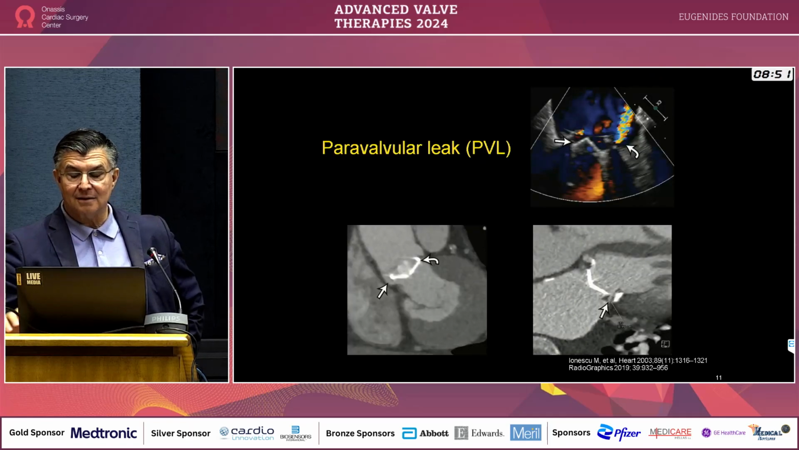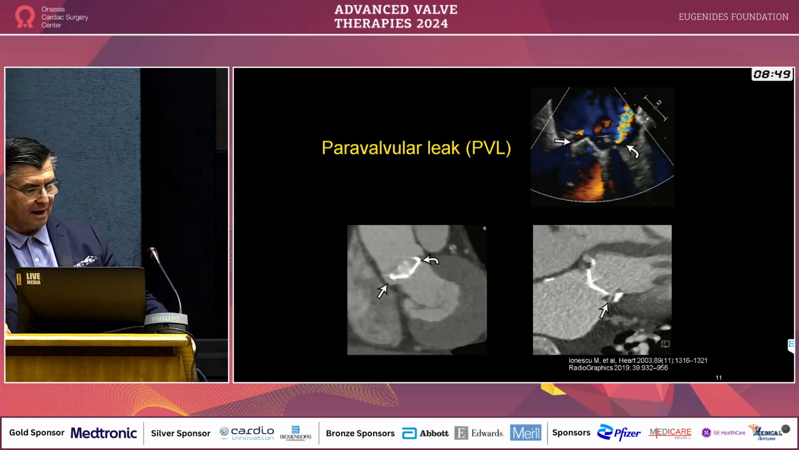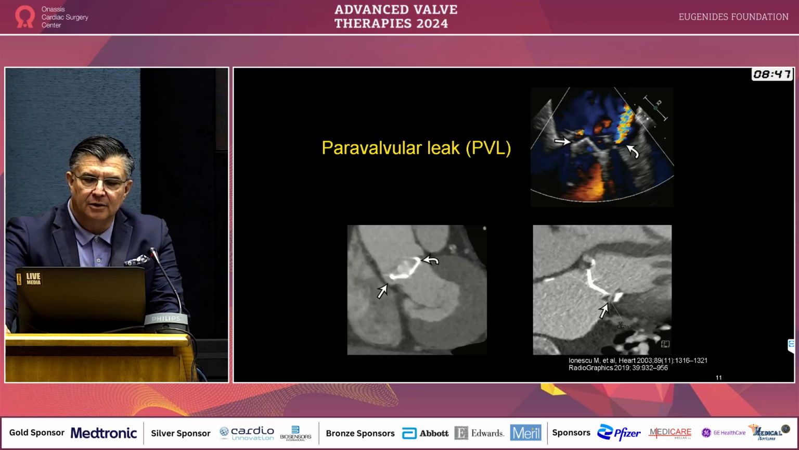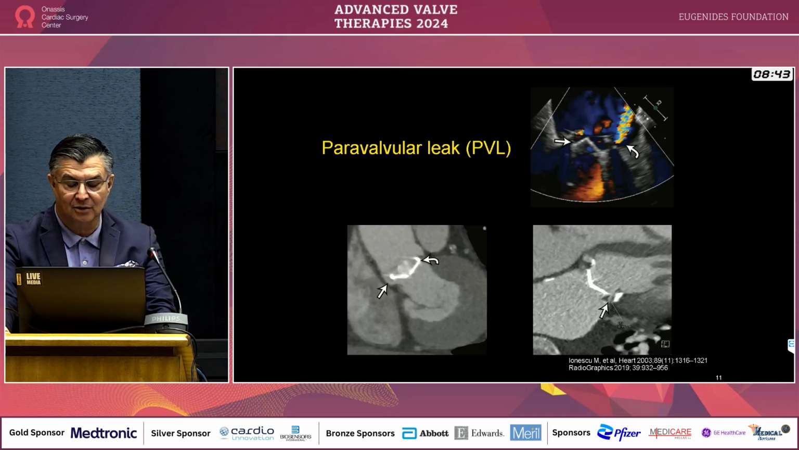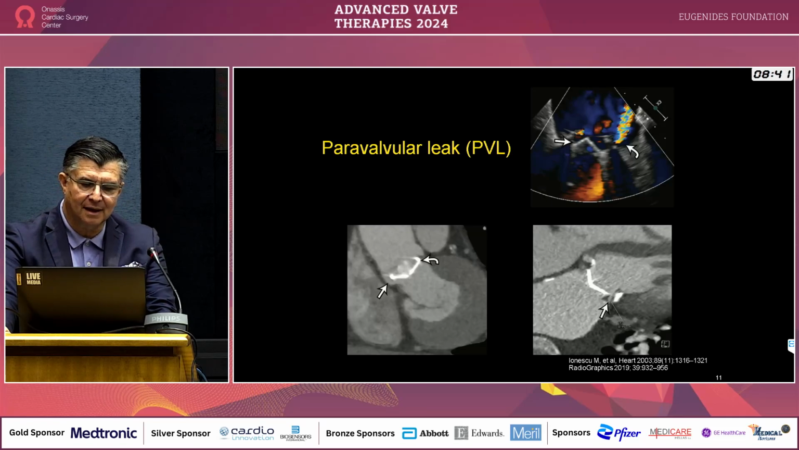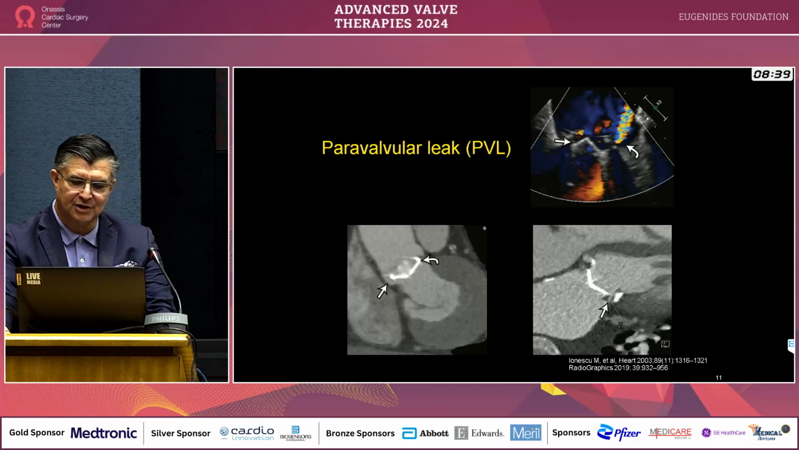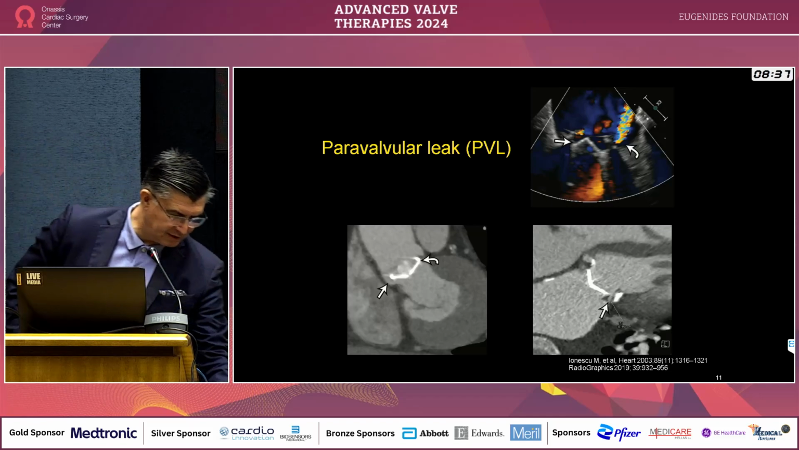So here are some examples. Up and to the right, we see a jet as seen by ultrasound. On the left-hand side, we see the channel. Do we have a laser pointer by any chance?